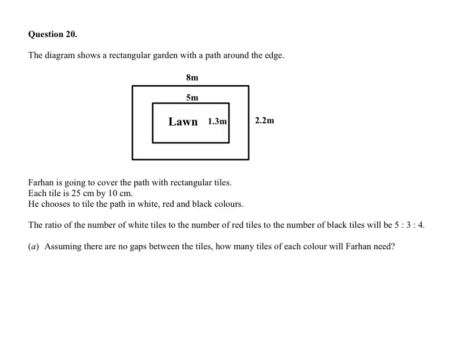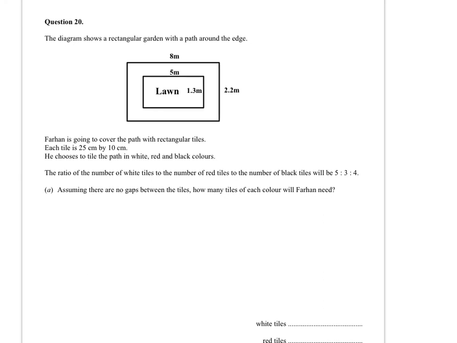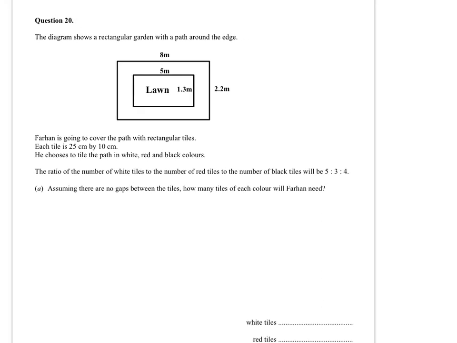Question 20 says the diagram shows a rectangular garden with a path around the edge. Farhan is going to cover the path with rectangular tiles. Each tile is 25 centimetres by 10 centimetres, and he chooses to tile the path in white, red and black colours. The ratio of number of white tiles to number of red tiles to the number of black tiles will be 5 to 3 to 4. Assuming there are no gaps between the tiles, how many tiles of each colour will Farhan need?